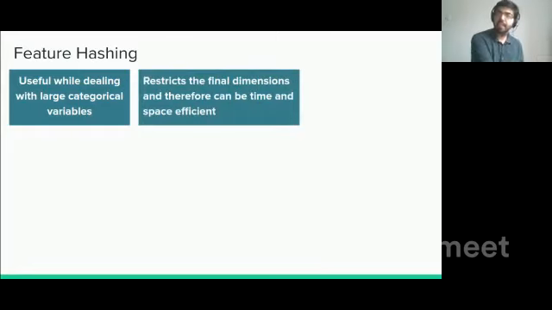It is useful while dealing with large categorical variables, restricts the final dimensions, and therefore can be time and space efficient. That's what I was telling, right? The problem with one hot encoding is that you can have a lot of different dimensions, and what you're trying to do here is restrict that.